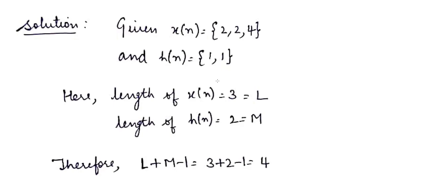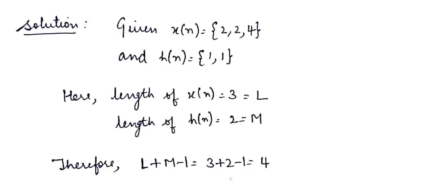Now what will be the length of the output of that filter? Again we have to use the formula: length of the first sequence, that is L, plus length of the second sequence, that is M, so L plus M, and then we have to use minus 1. So L plus M minus 1 gives us 4. That means the length of the output will be 4. So now we have to use a 4 point FFT. We have to calculate DFT, but for that we are using the FFT algorithm.